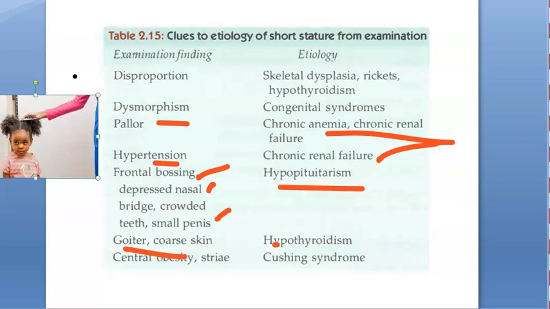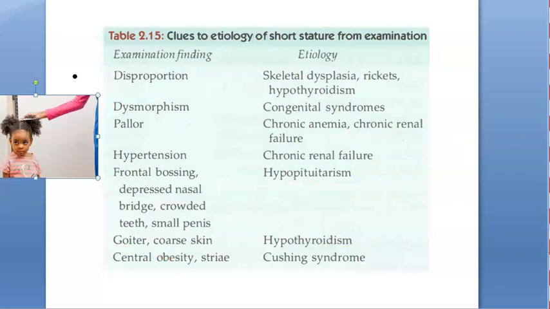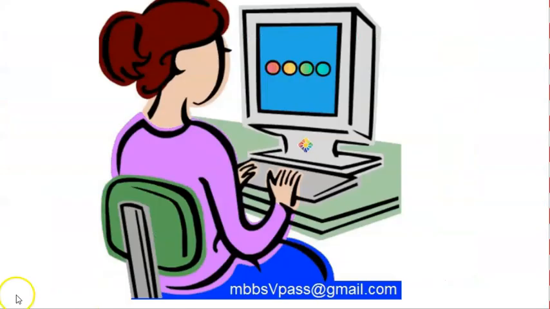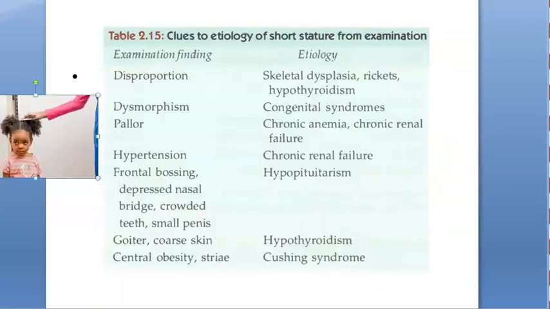Goiter, hypothyroidism. Central obesity, striae. That will be Cushing syndrome, right? So there is the umbilicus here and there is some striae, Cushing syndrome. So are you seeing any such features in the child in front of you? Are you seeing hypertension? Then check for renal failure, could be a cause for the short stature, okay?